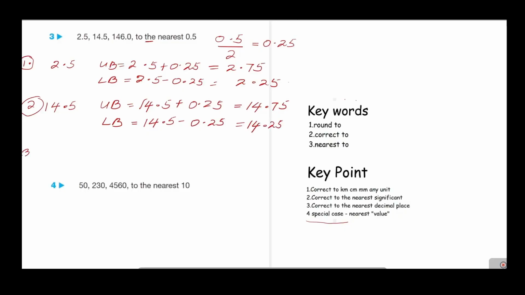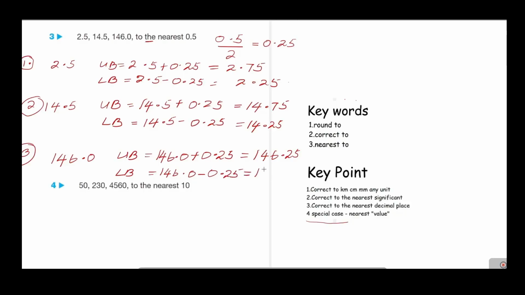Third question, third part, it is 146.0. Again upper bound, 146.0 plus 0.25, which is 146.25. Low bound, 146.0 minus 0.25. Then it becomes 145.75.